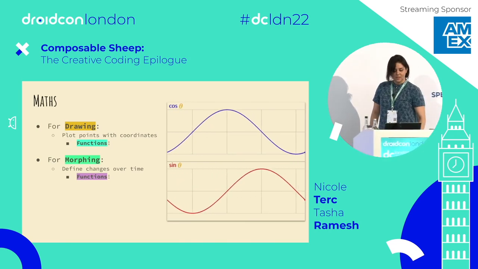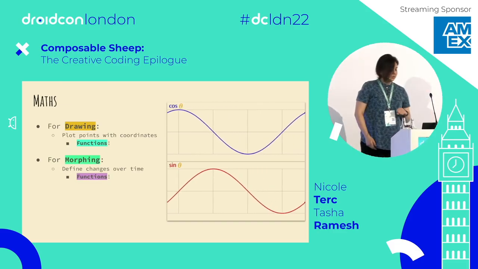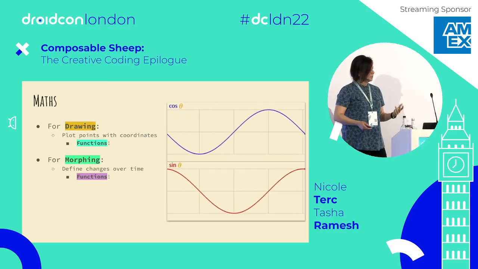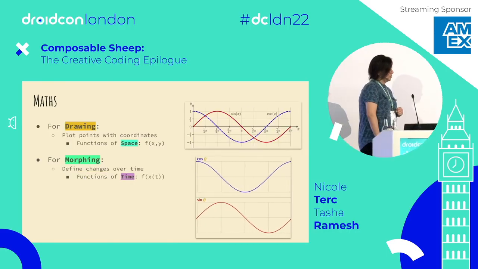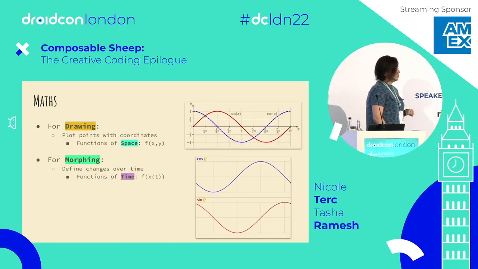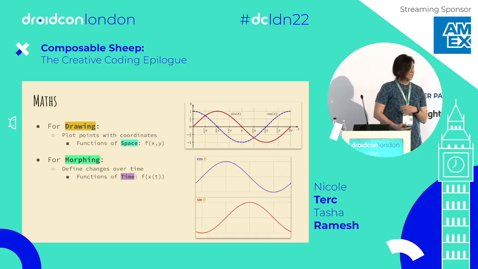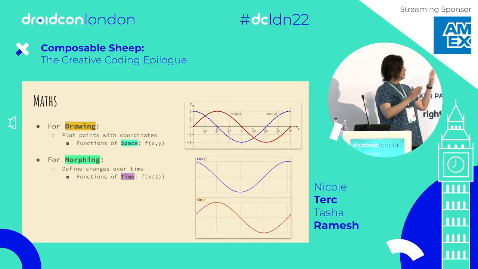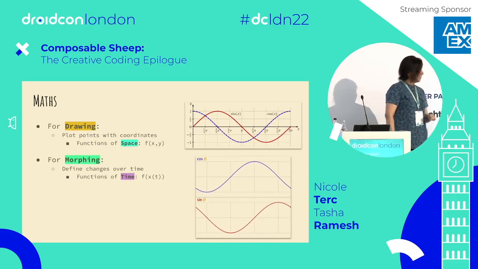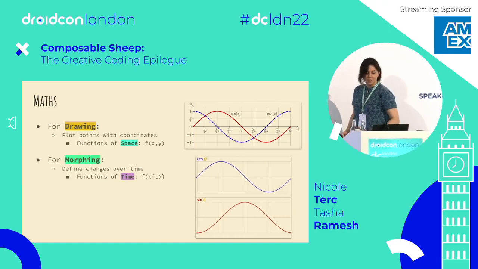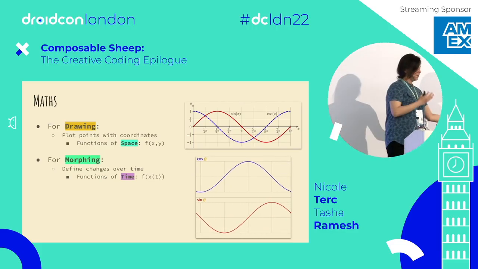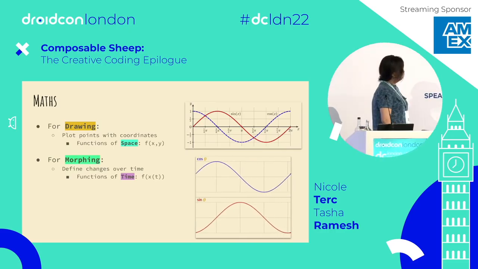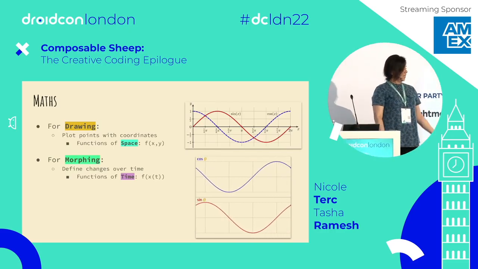The functions that we're going to be using for drawing and morphing can look pretty similar, but they are not the same. For drawing, we're going to use functions of space, meaning that we're going to use them to find points in space and plot things. And for morphing, we're going to be using functions of time, meaning that the time is going to be playing around with the values that we have in there, and things are going to change. Okay?